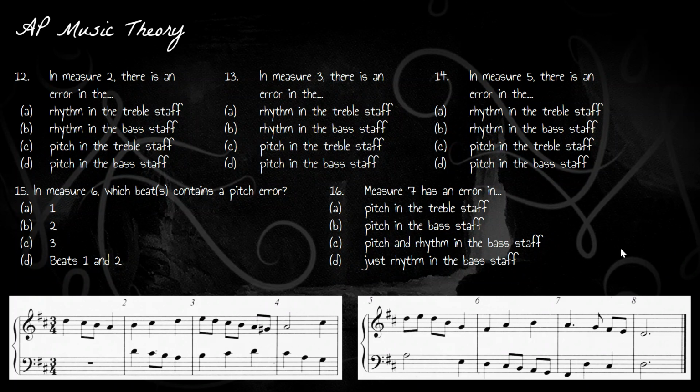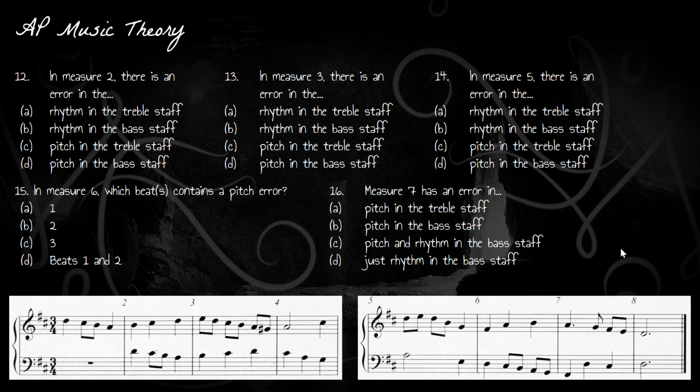Question 12. In measure 2, there is an error in the rhythm in the treble staff, rhythm in the bass staff, pitch in the treble staff, or pitch in the bass staff. 13. In measure 3, there is an error in rhythm in the treble staff, rhythm in the bass staff, pitch in the treble staff, or pitch in the bass staff. 14. In measure 5, there is an error in rhythm in the treble staff, rhythm in the bass staff, pitch in the treble staff, or pitch in the bass staff.